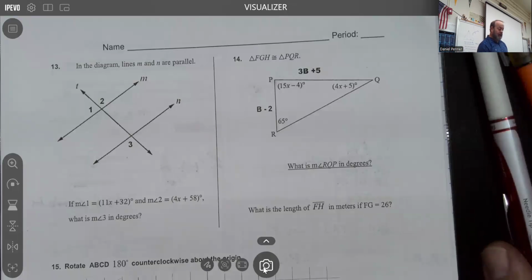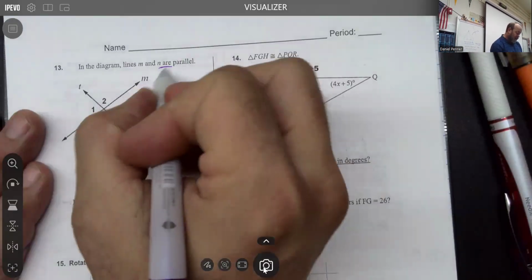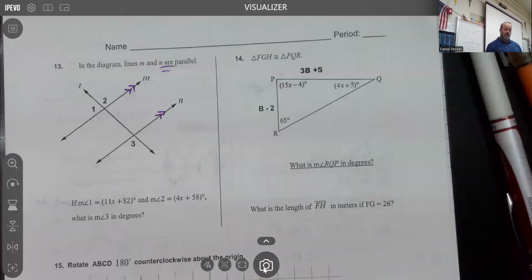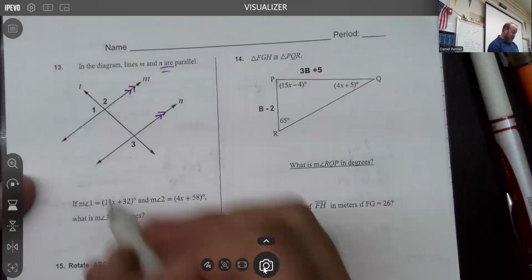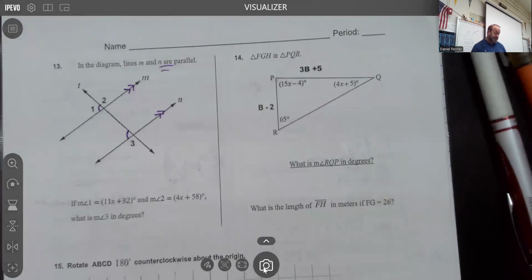Problems 13 through 15. Okay, so in number 13, we're taking a look at a situation where the lines are parallel. That's important. They are parallel, so certain facts are going to be true that we want. For example, I would know that this angle right here is congruent to this angle right here. Those are corresponding angles. Certain things that we know to be true.